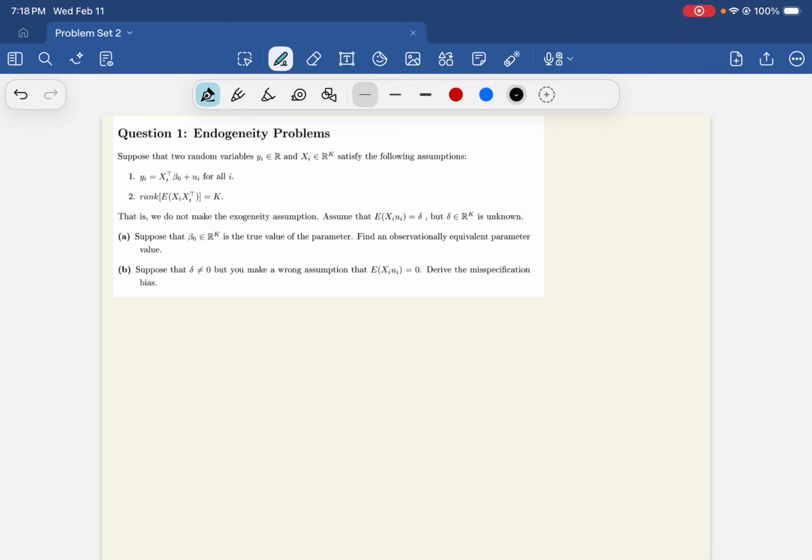Okay, this is the first question of the second problem set. We have the usual linear equation and we have the usual full rank assumption, but we do not have the exogeneity. So the covariance between x and u is simply assumed to be a delta, which could be non-zero, which is unknown. And of course, delta is a k-dimensional vector.